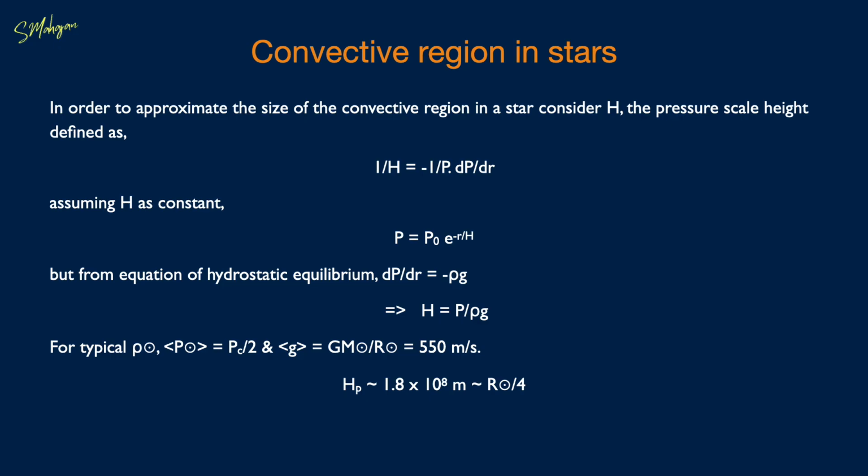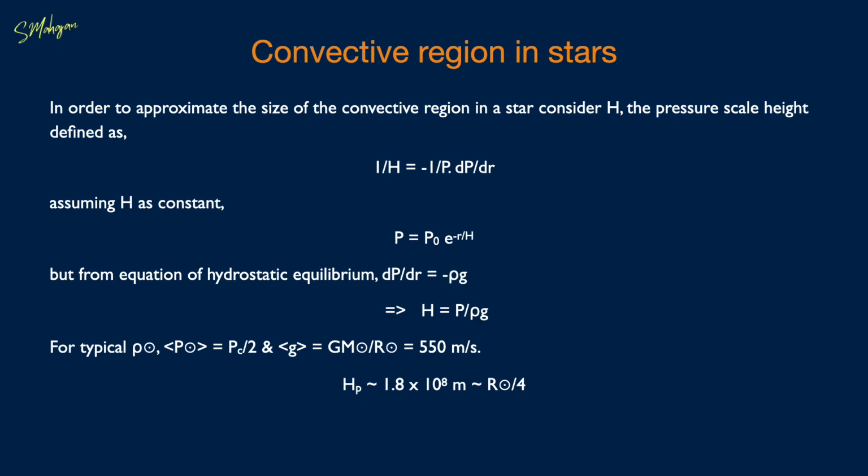But from the equation of hydrostatic equilibrium, we know that dP by dr is minus rho g, where small g represents the acceleration due to gravity in the star. This leads us to the relation that the pressure scale height is given by pressure divided by density times acceleration due to gravity, that is, H is equal to P by rho g.